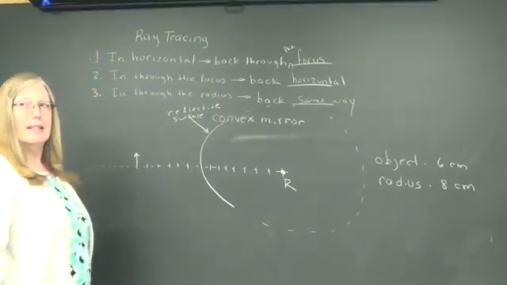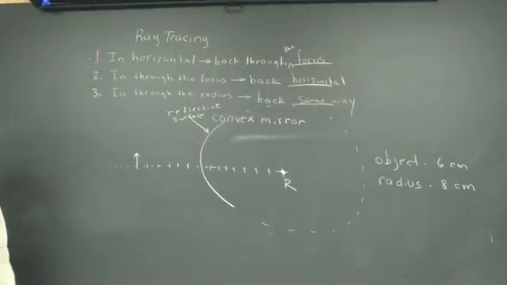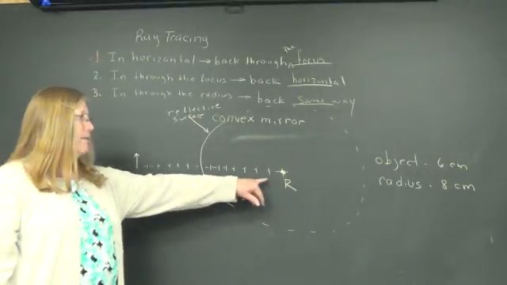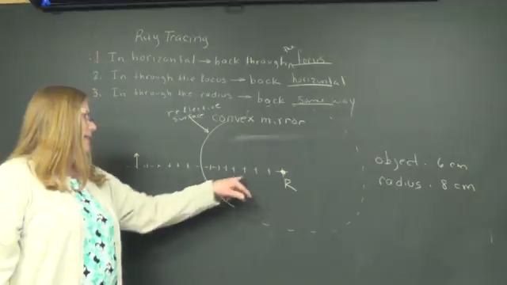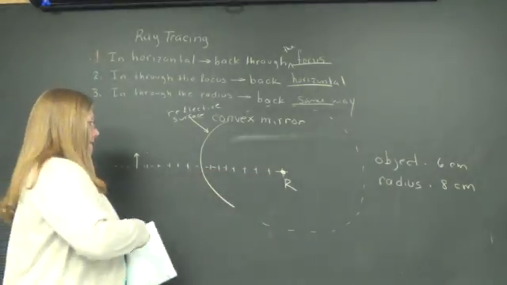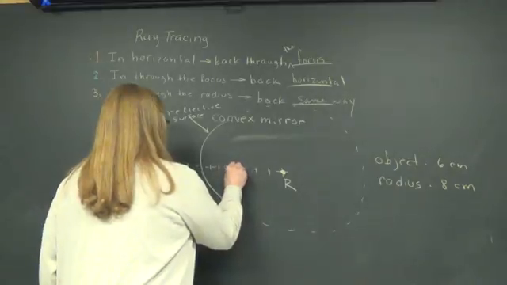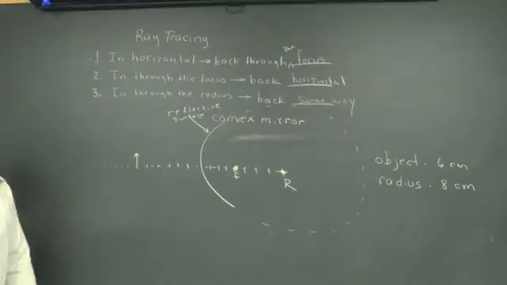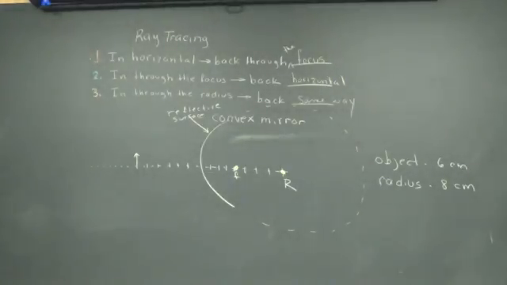Alright, so the focus is going to be the same relation with the radius as it used to be. It's going to be half the distance. So if the radius is at 8, the focus is at 4. So do you have your radius and focus on the correct side? Opposite side of the mirror from the object.